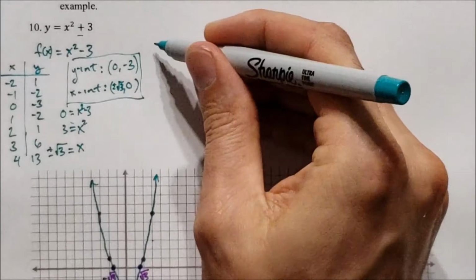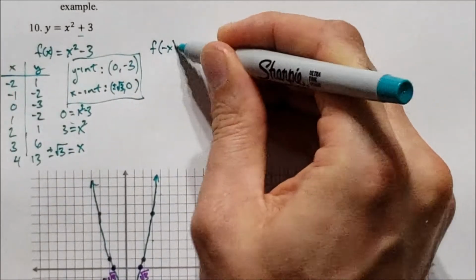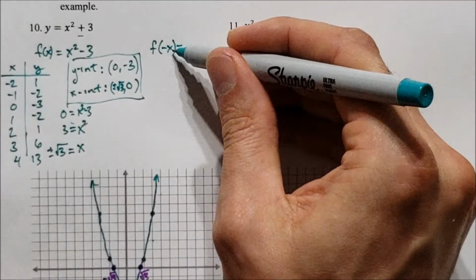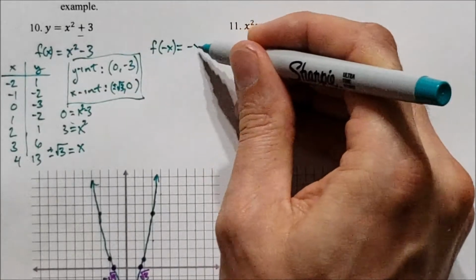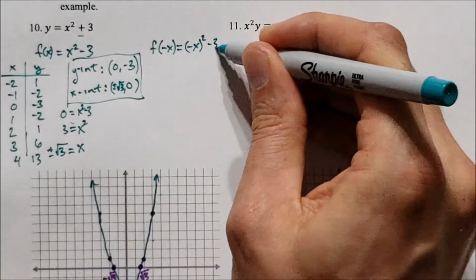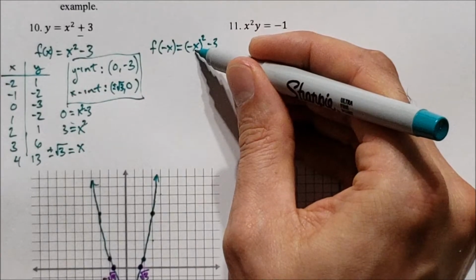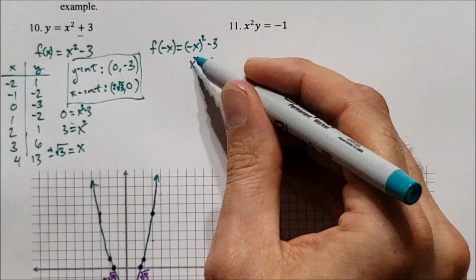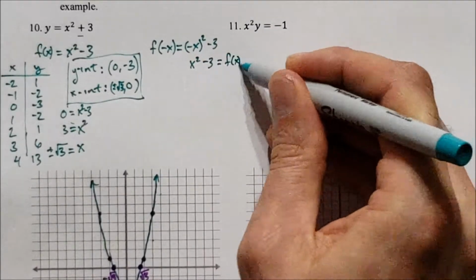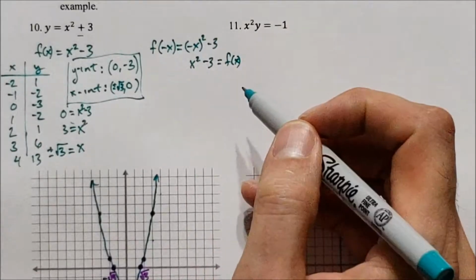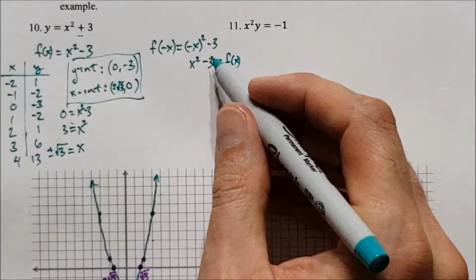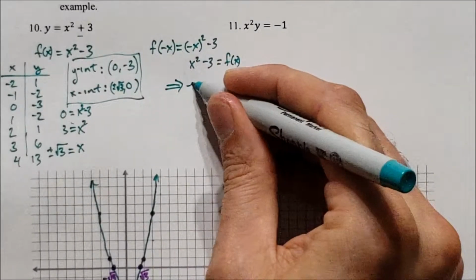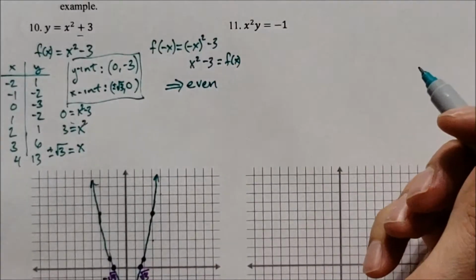The test for symmetry is inserting -x into the function and seeing what the result is. If we insert -x into our original function, we'll have (-x) squared minus 3. While evaluating this, -x times -x is simply positive x squared. And so there is no change. This is the same as our original function if we find f of -x. This result gives us a conclusion that this function is even.